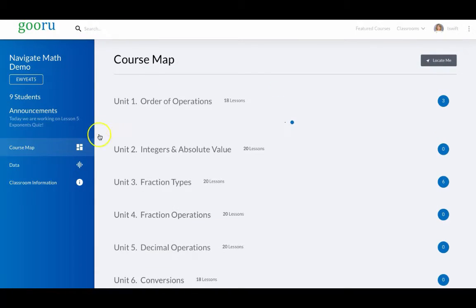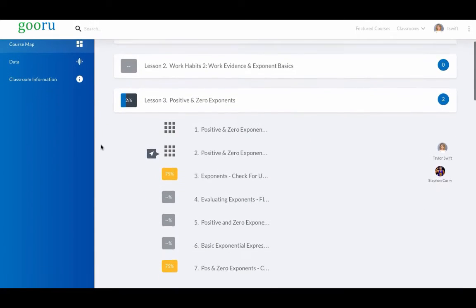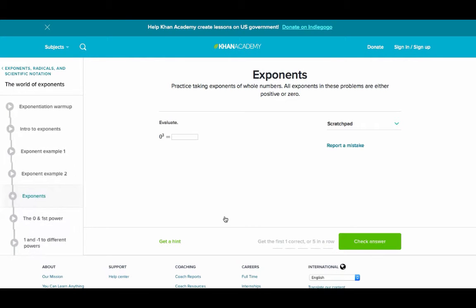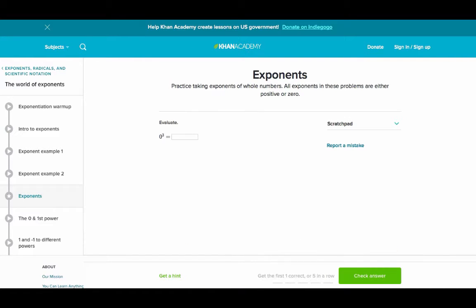After the learning experience, students move on to assessments. Some assessments are external tasks. For example, positive and zero exponents, I can go practice at Khan Academy. And then after I'm done and produced some type of work evidence, generally in my notebook, I, the student, can go back and report how I did.